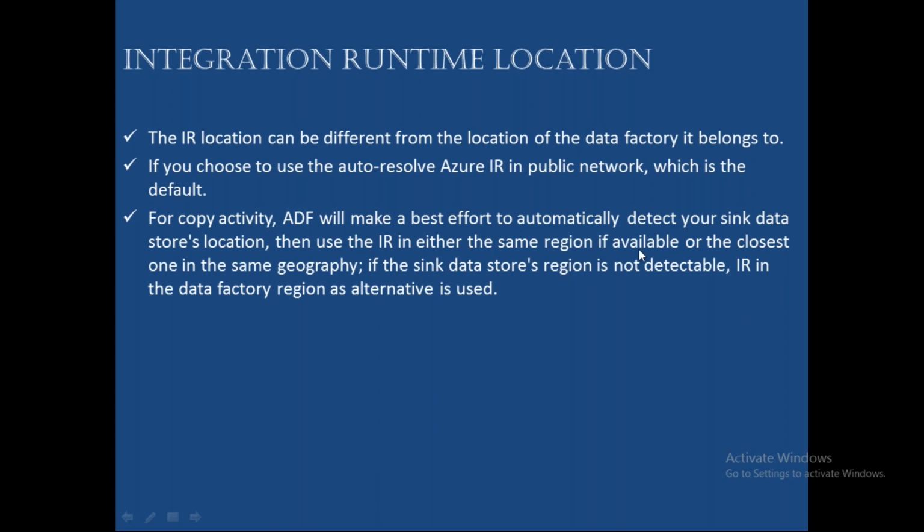If the IR is available in the same region, it will take that particular IR. Otherwise, the closest one in the same geography, in the same US, maybe some other state, whatever IR is near to this particular sync data store, that particular IR will be used. Okay, don't confuse. Let me give you some examples so that you can understand.